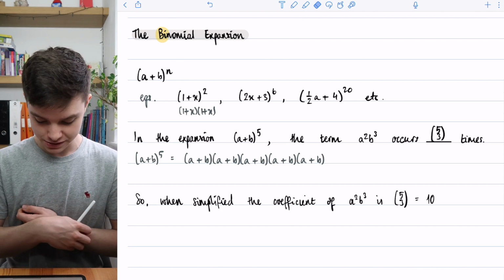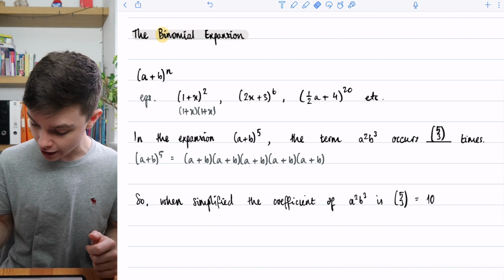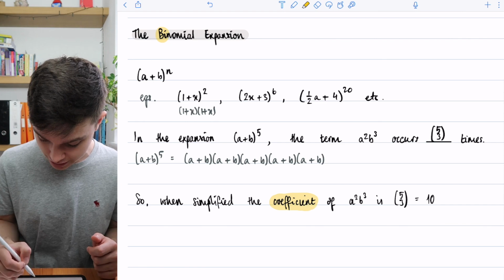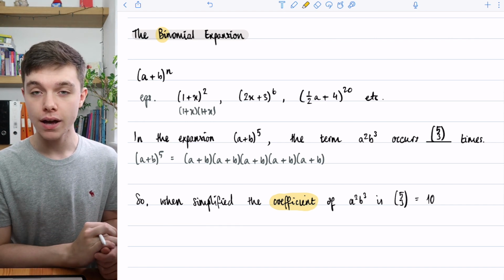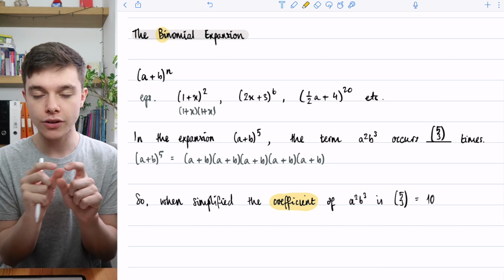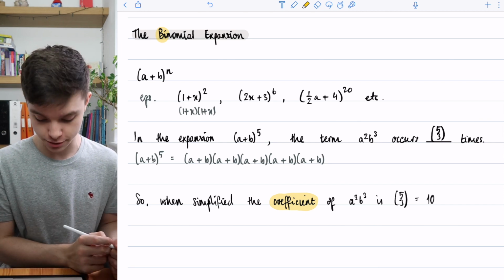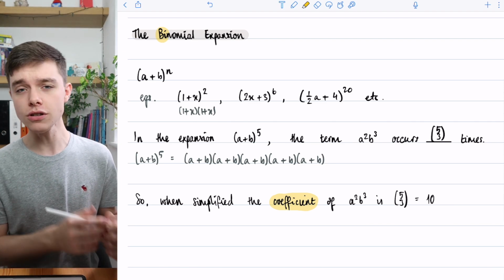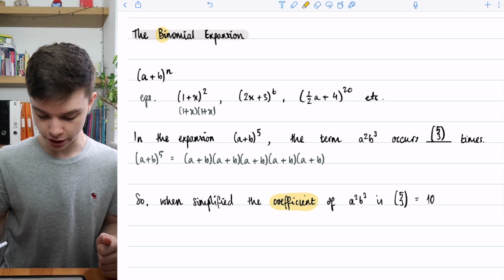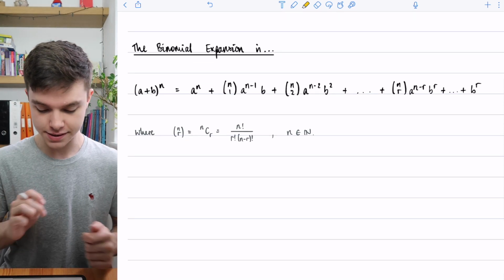Hopefully that makes some sense. So just think about that. Coefficient is a key word here because when we do the expansion in a minute, you'll see that the combination is used as the coefficient. So hopefully that makes some sense. If it doesn't, don't worry, just think about the formula, which is this.